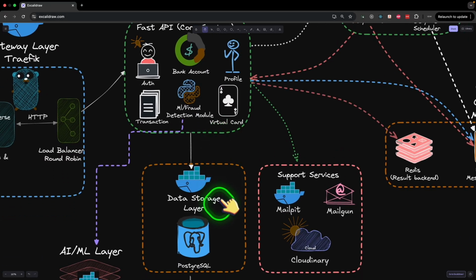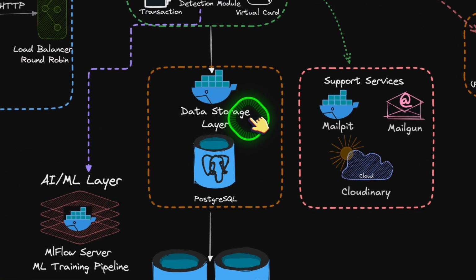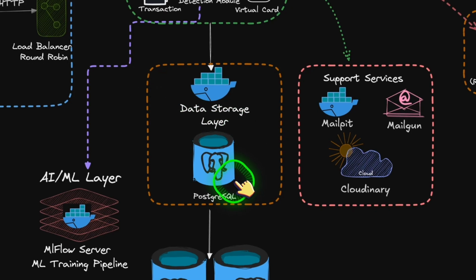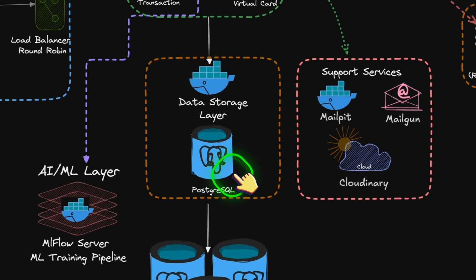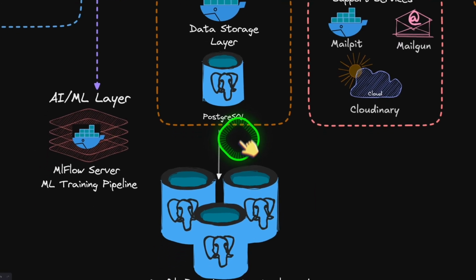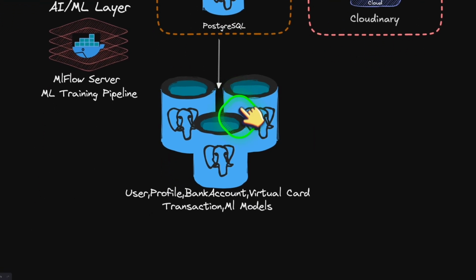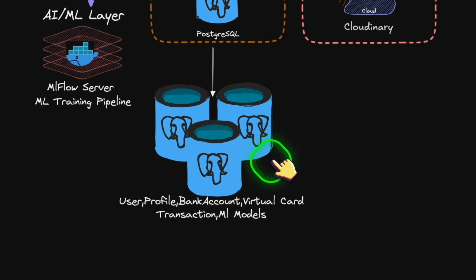Then moving forward, we're going to have a data storage layer that is going to be running Postgres as a Docker container. This layer is going to be used for persistent data storage. We're going to be setting up a primary database which is going to store all our data using Postgres. The data models we shall have are going to include the user, profile, bank account, transaction, next of kin, virtual card, and the machine learning models.